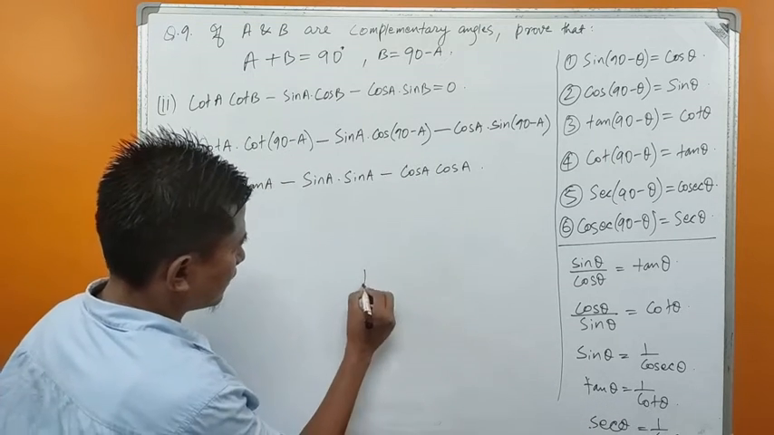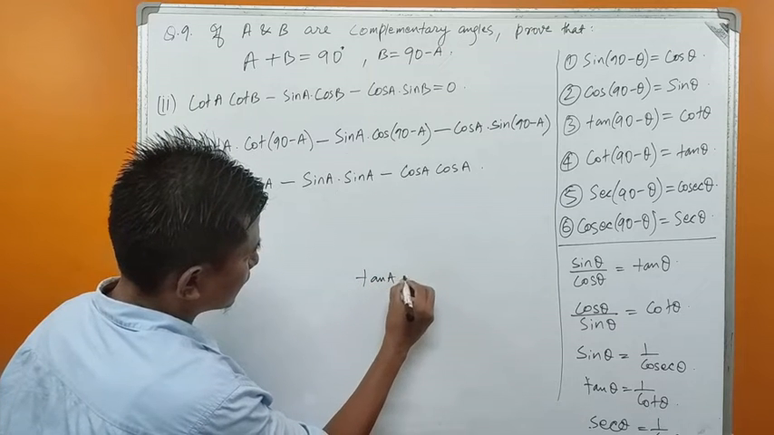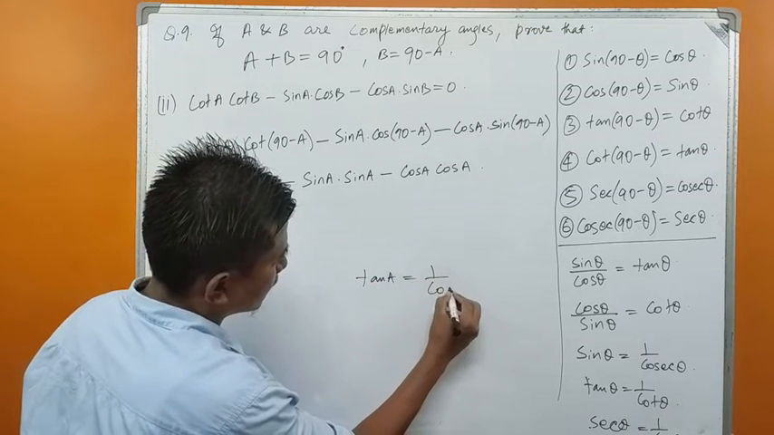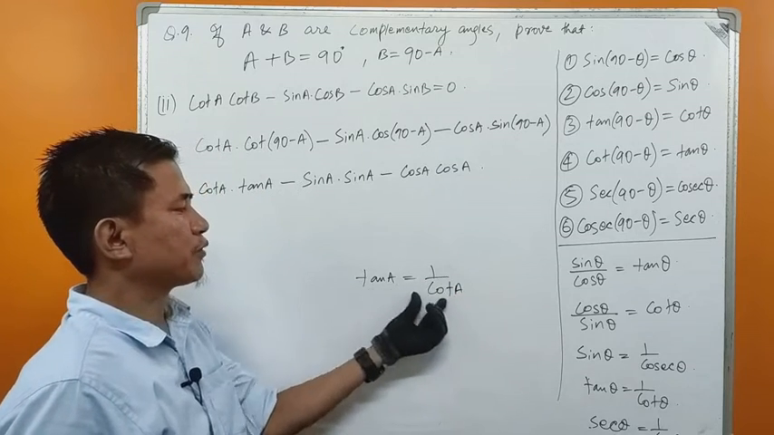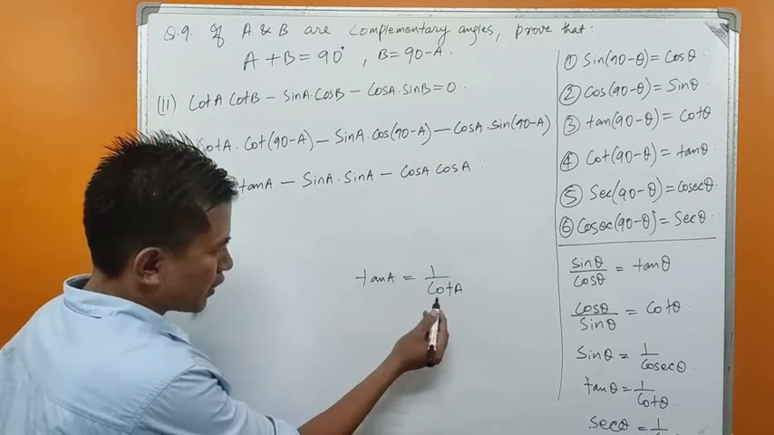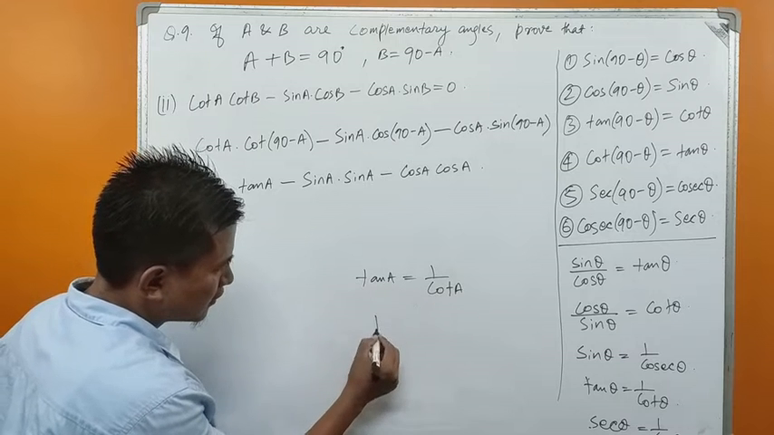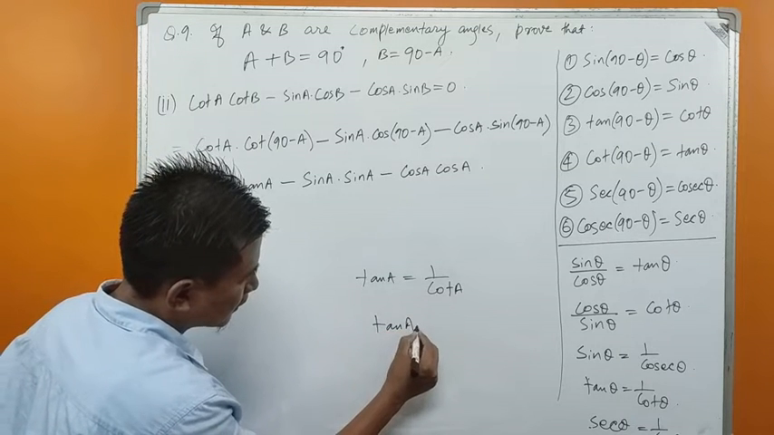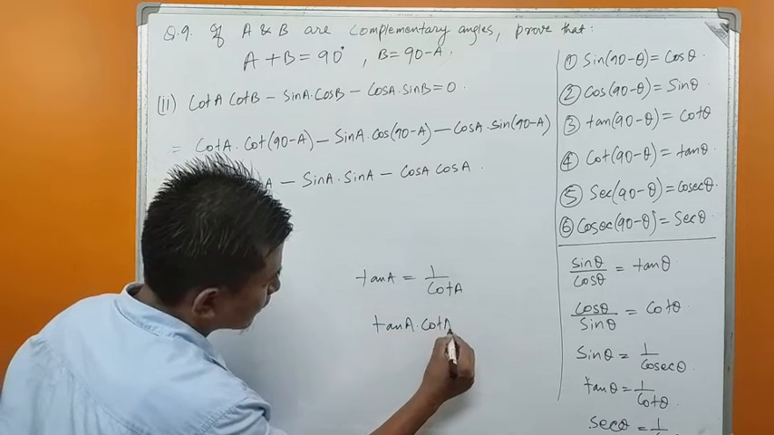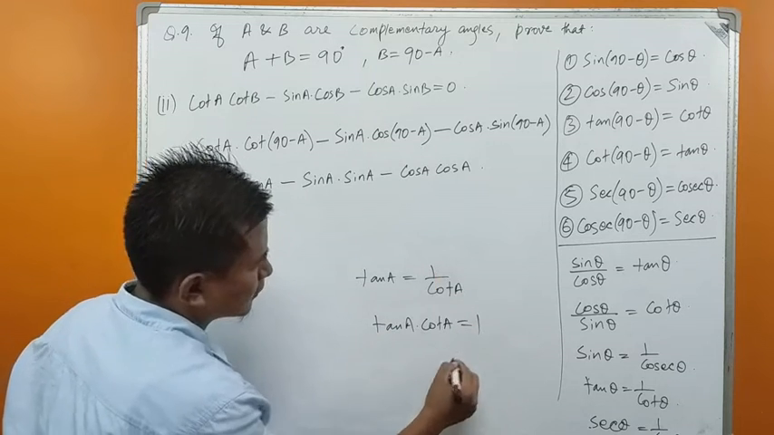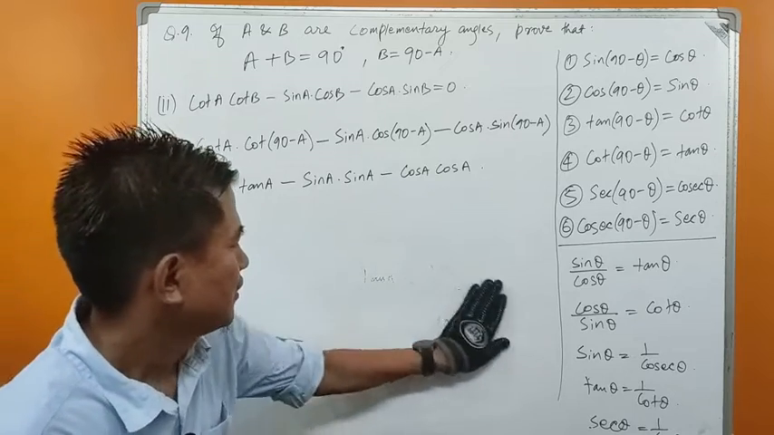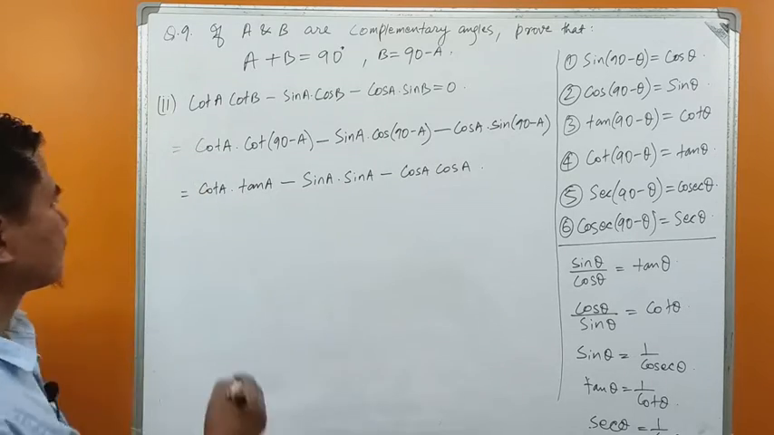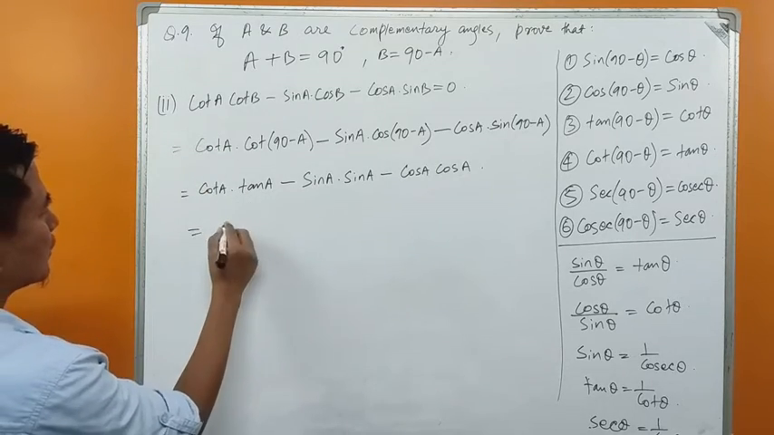Okay, so cot a into tan a is 1, because we have tan a equals 1 upon cot a, isn't it? Because tan a and cot a are reciprocal of each other. So let's cross multiply this. Tan a into cot a gives us 1. Tan a into cot a equals 1. This means cot a into tan a is 1.